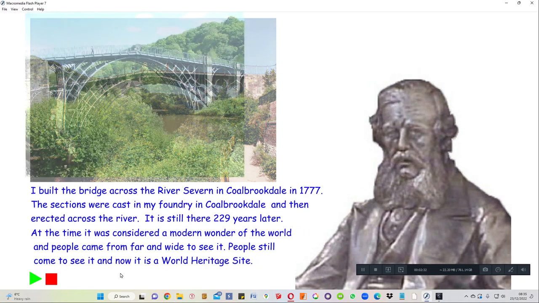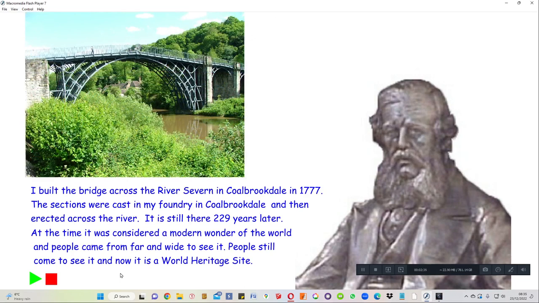I built the bridge across the River Severn in Colebrookdale in 1777. The sections were cast in my foundry in Colebrookdale and then erected across the river. It is still there 229 years later. At the time it was considered a modern wonder of the world, and people came from far and wide to see it. People still come to see it, and now it is a World Heritage Site.